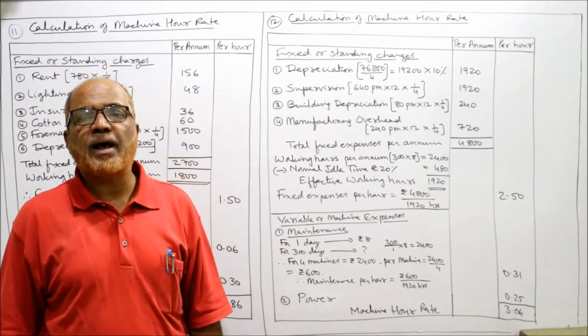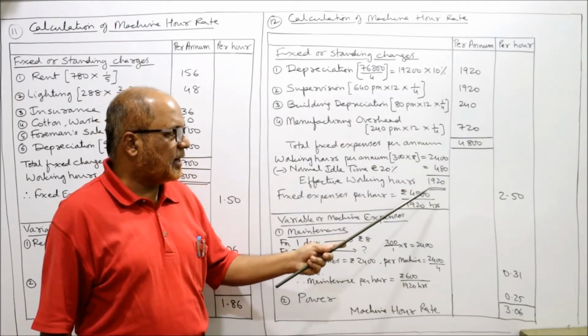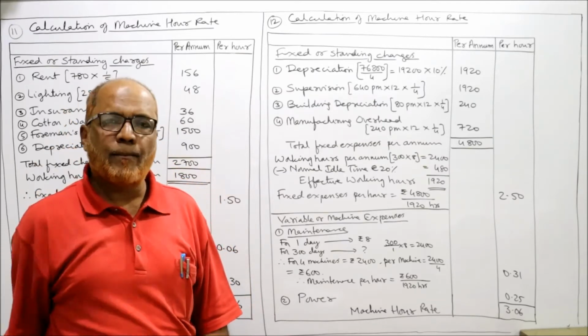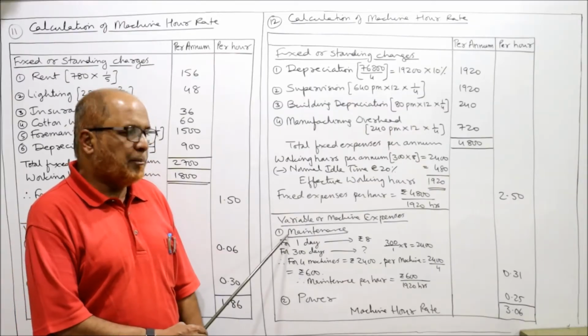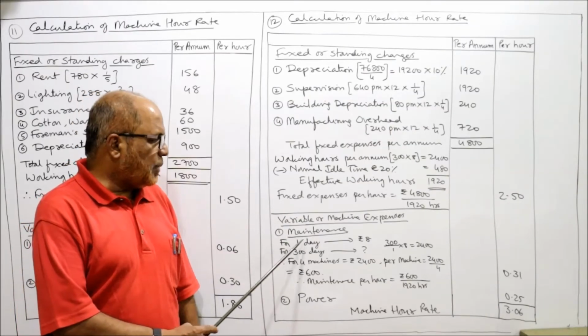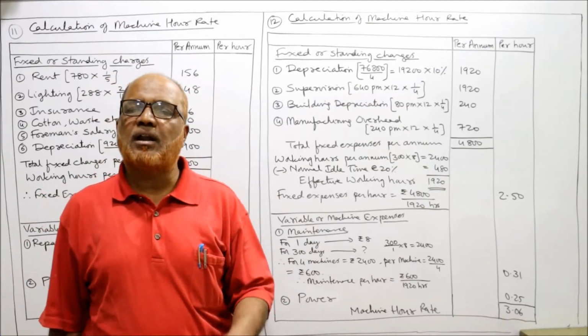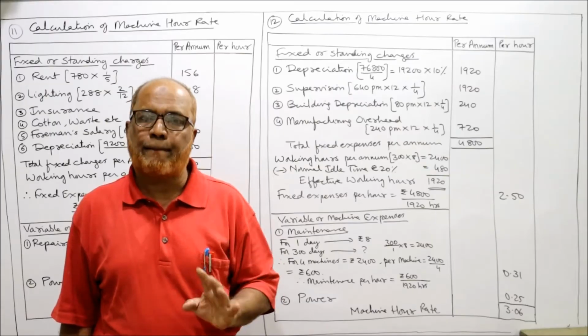Fixed expenses per hour is equal to rupees 4,800 divided by 1,920. 2 rupees 50 paisa is the fixed expenses per hour. Now we'll come to the variable or machine expenses. Maintenance. For 1 day, 8 rupees. It is specified in the problem that repairs and maintenance are 8 rupees per day.